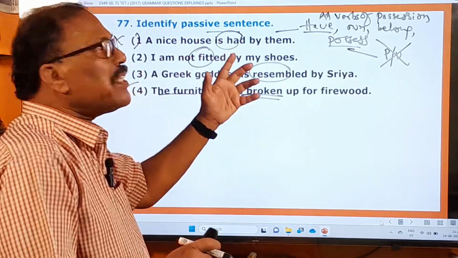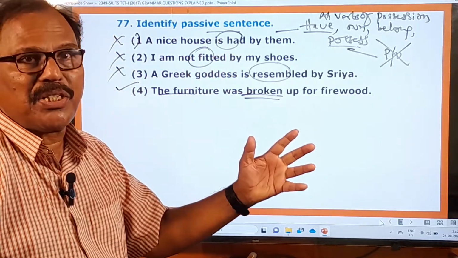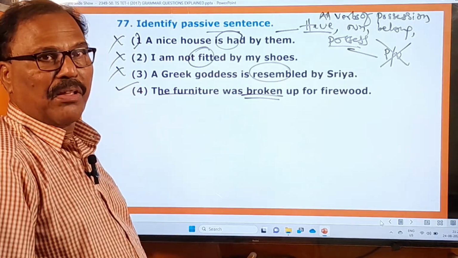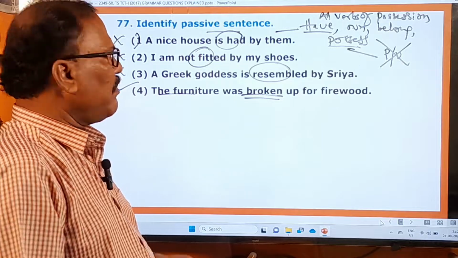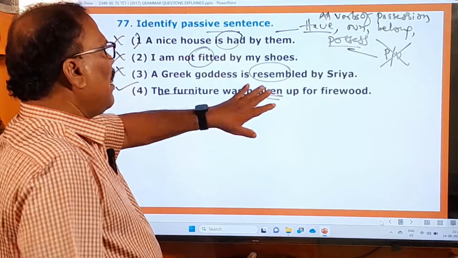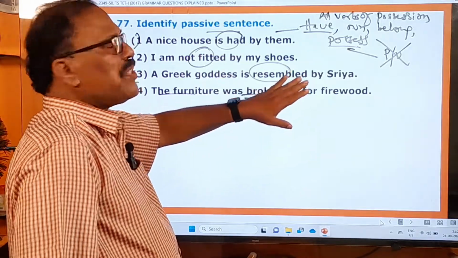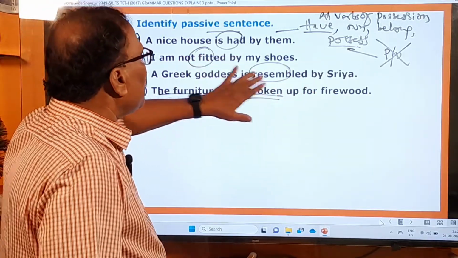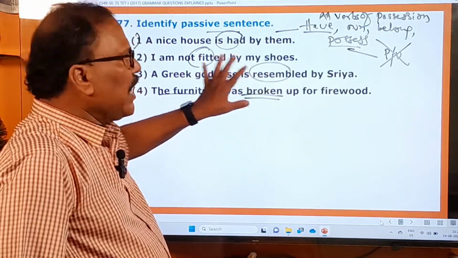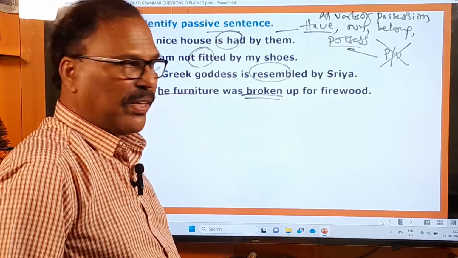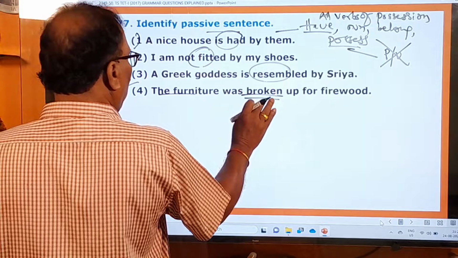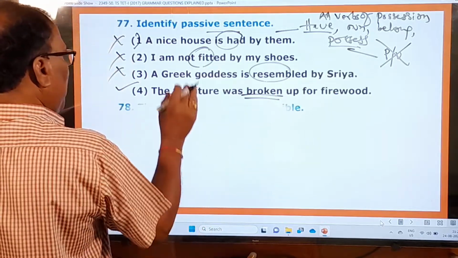But certain verbs in the English language cannot be changed into passive voice. For example, fit and resemble. Certain verbs cannot be changed. This fit: I am not fitted by my shoes. No. A Greek goddess is resembled by Shriya. No. So in this way, these verbs cannot be, though they are transitive verbs. They cannot be changed into passive voice. So these 1, 2, 3 are wrong. Only the fourth one is the right one. Please keep this point in your mind.